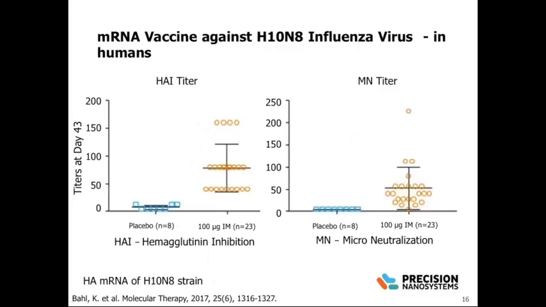And it was successful enough that the group performed a pilot study in humans. And in this case here, we see the example of the vaccine against the H10N8 influenza virus, where they injected this vaccine into humans. And then they looked at the hemagglutinin inhibition titer and also the microneutralization assay titer. And as you can see here from these results, the vaccinated groups showed significantly higher titers than the placebo group.